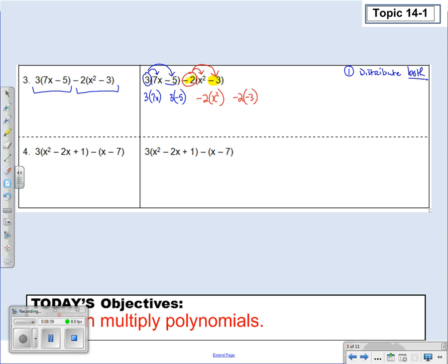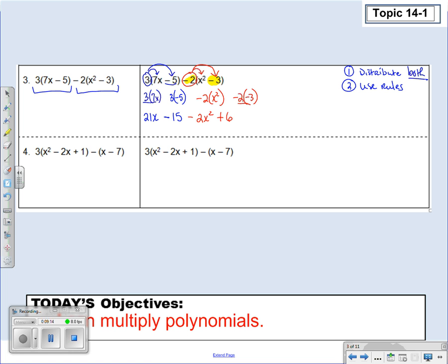Now let's use our rules of multiplying with exponents. Same thing as the first one, use the rules. So we have 3 times 7. This is already written with the numbers first. That's 21x. Then we have 3 times a negative 5. That's going to give us a negative 15. Then I have a negative 2 times x squared. That's a negative 2x squared. And last we have a negative 2 times a negative 3. That is a positive 6.